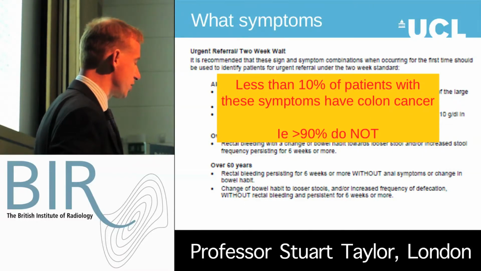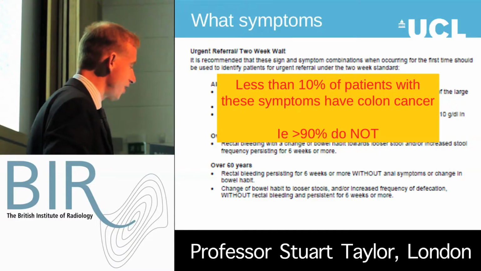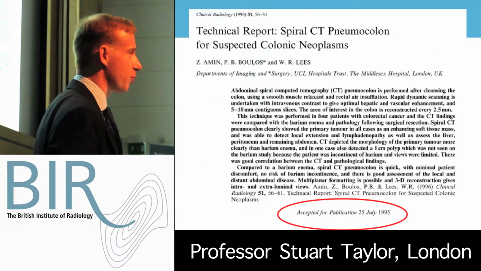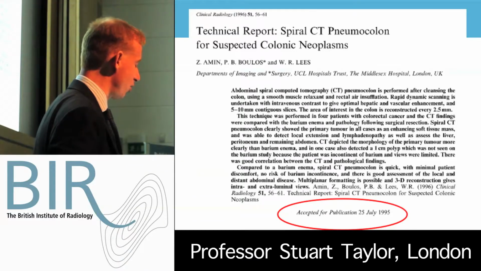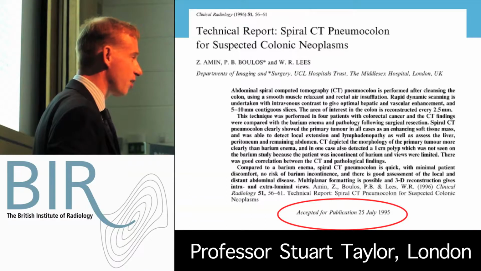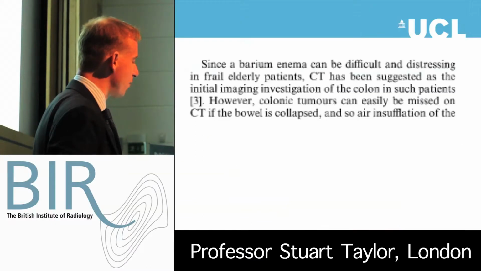So he spoke to us this morning, and he's older than he looks, because back in 1996 he was reporting a technical performance paper of CT colonography. So in fact this was back in 1995. So in the early days of CT colonography, the focus in the UK was on detecting colorectal cancer, not on detecting polyps. And they very pertinently said a barium enema can be difficult and distressing for frail elderly patients, and CT may be the alternative for these patient groups, completely different from the well asymptomatic patient cohorts that the US were focusing on.